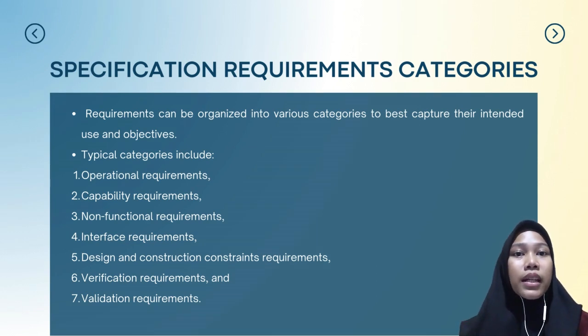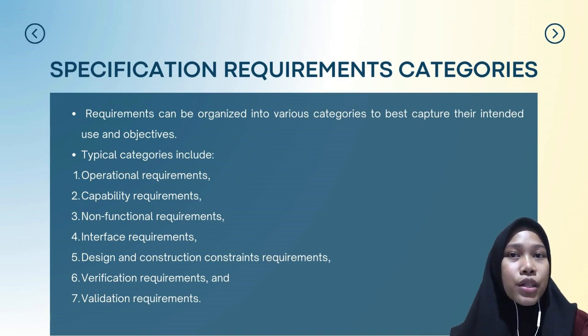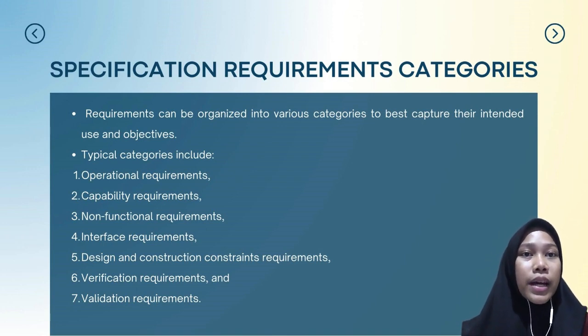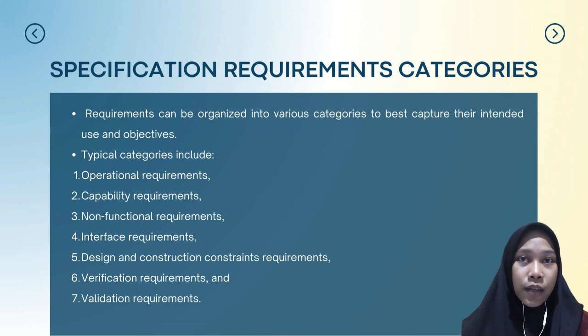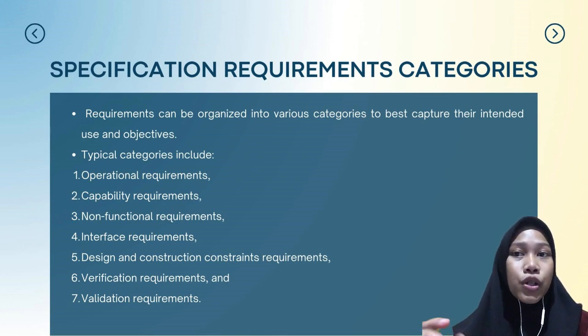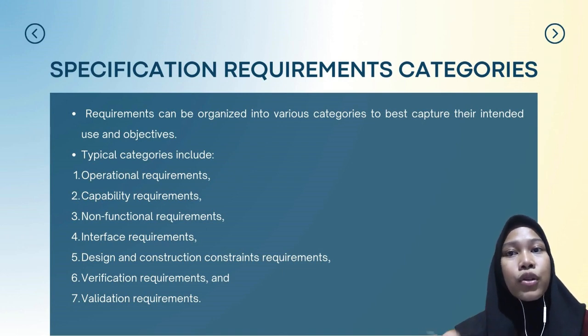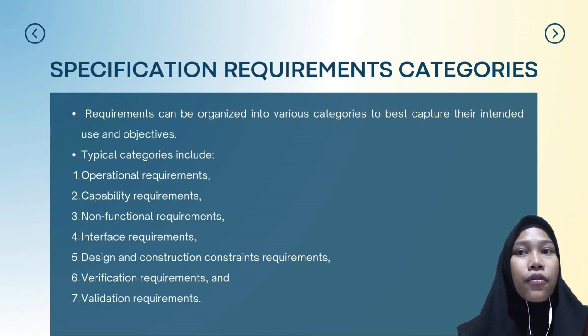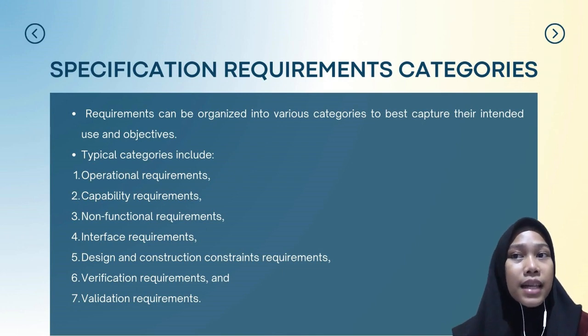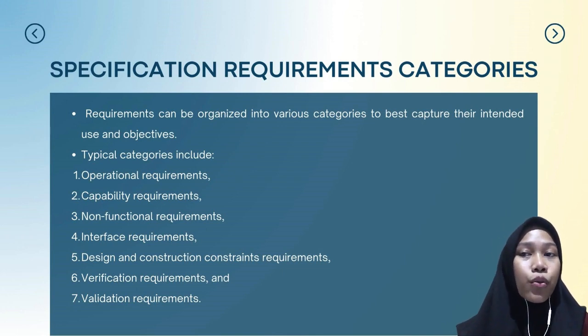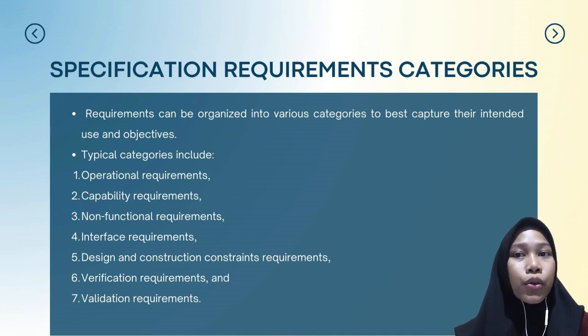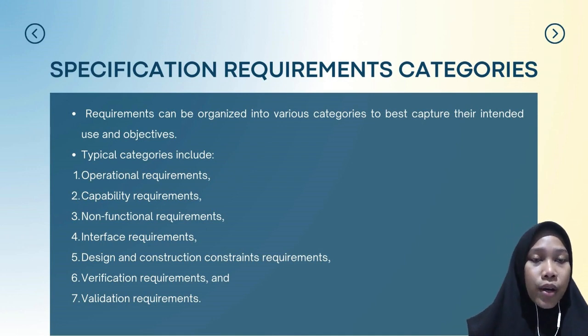Specification requirements categories. Requirements can be organized into various categories to best capture their intended use and objective. Typical categories include operational requirements, capability requirements, non-functional requirements, interface requirements, design and construction constraints requirements, verification requirements, and validation requirements.